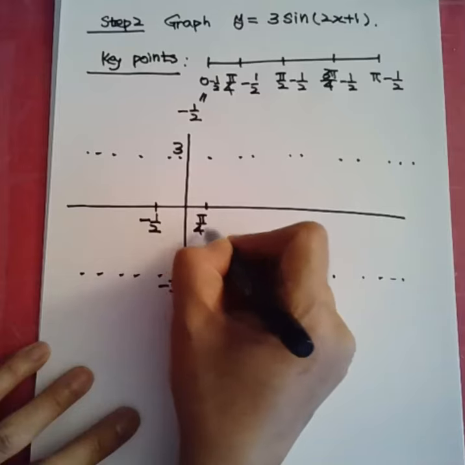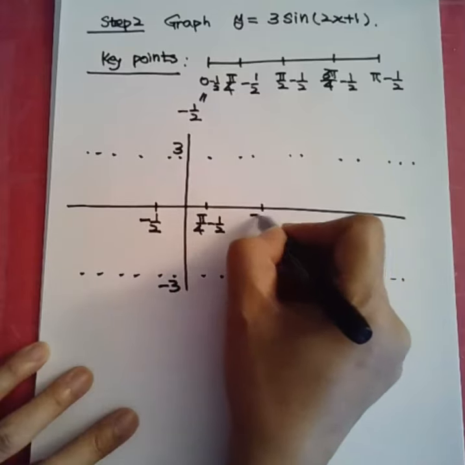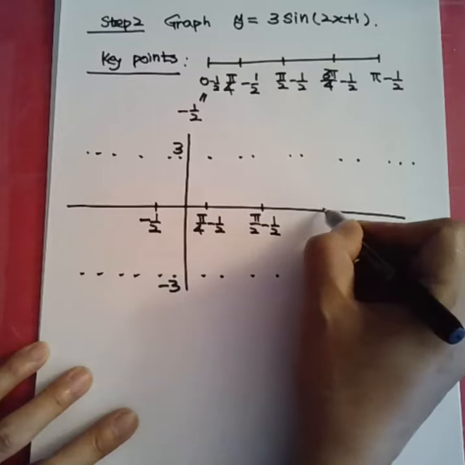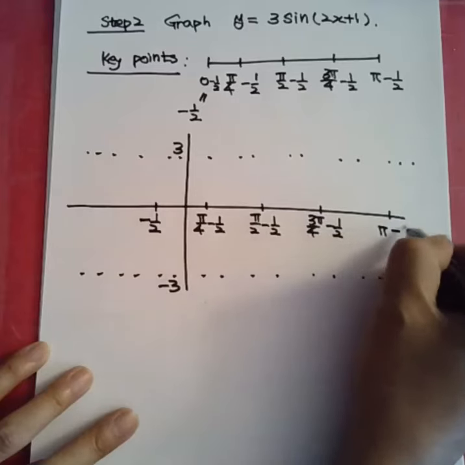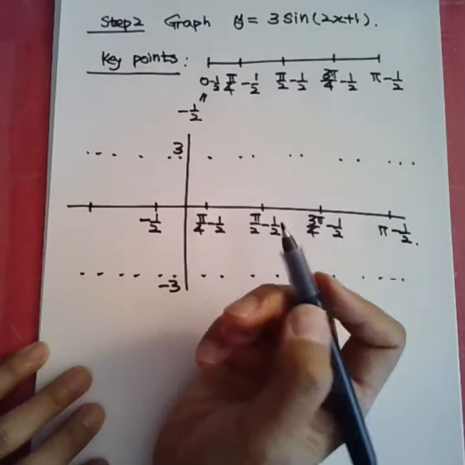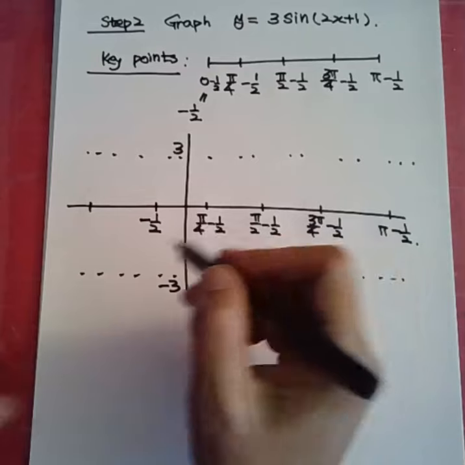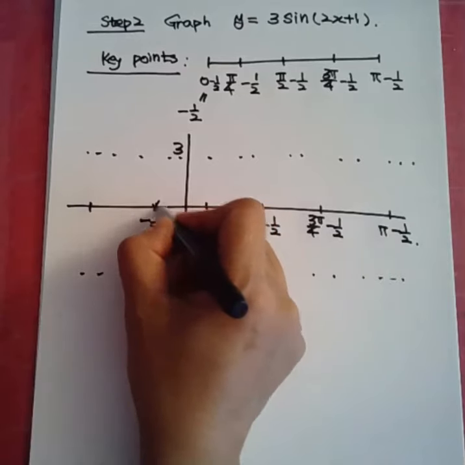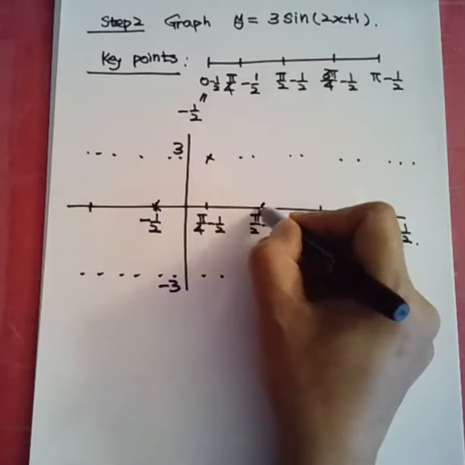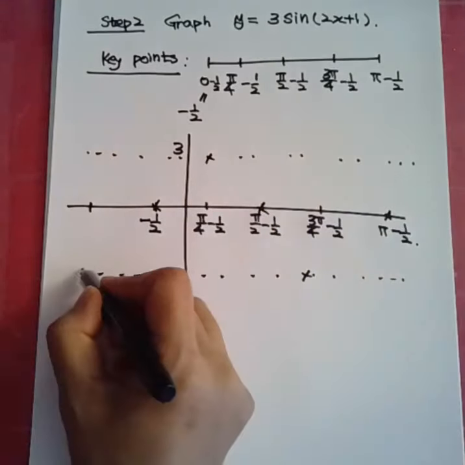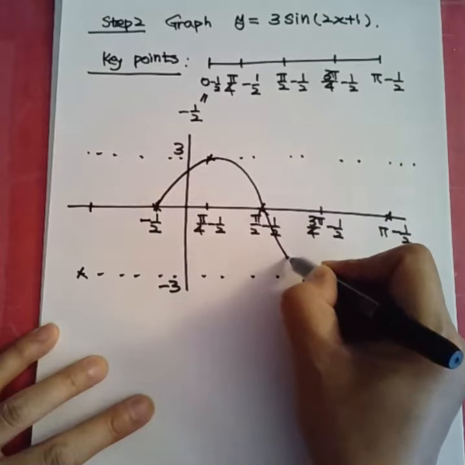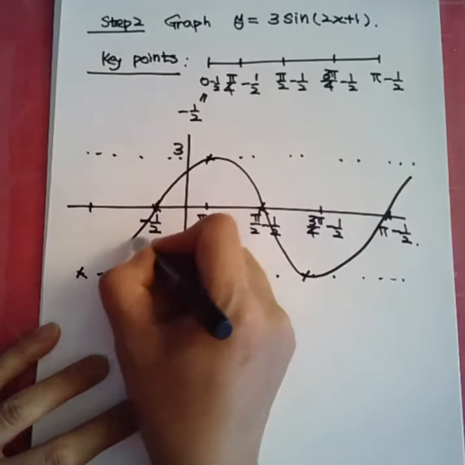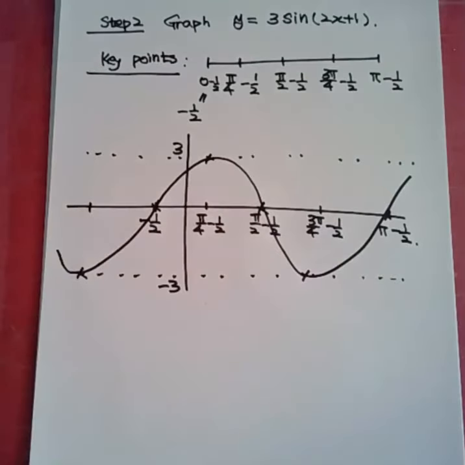Then pi over 4 minus 1 over 2. Then pi over 2 minus 1 over 2. And 3 pi over 4 minus 1 over 2. Then pi minus 1 over 2. And so on. This is the sine function, so it starts from here, and then it'll follow the obvious pattern. That is the graph of y equals 3 times sine of 2x plus 1.